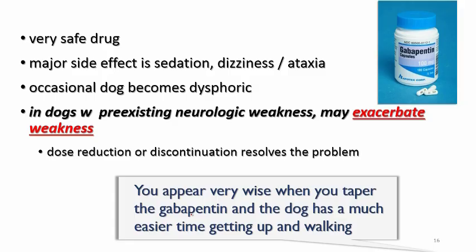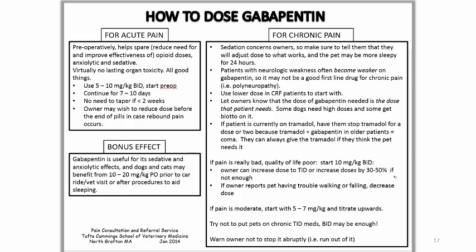Now, the thing in bold print and red is important. Dogs with pre-existing neurological weakness, it may exacerbate the weakness. So you need to reduce the dose or discontinue it. And here, we all want to appear smart. If we have a dog that's on gabapentin, and it's having an issue walking, either discontinue it or taper it down, and they will think you're very, very smart. And sometimes this occurs after the dog has been on gabapentin for months. So that's kind of an interesting thing.